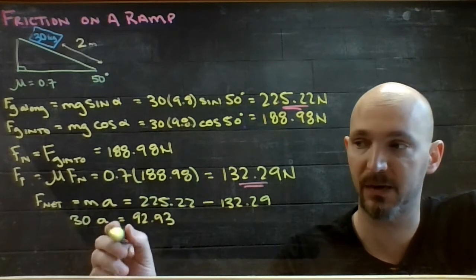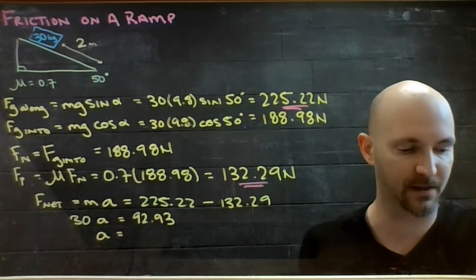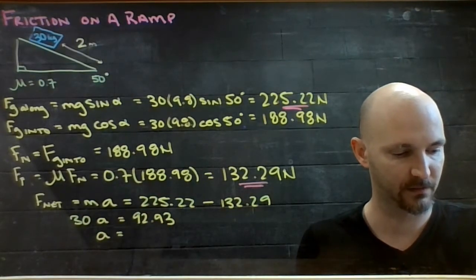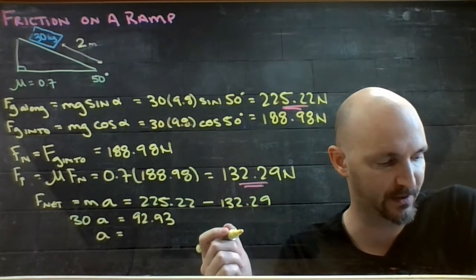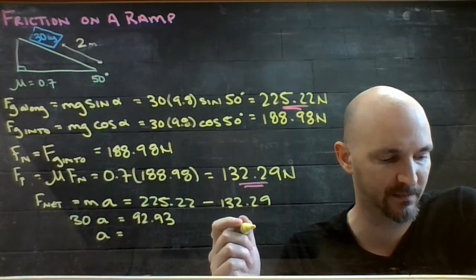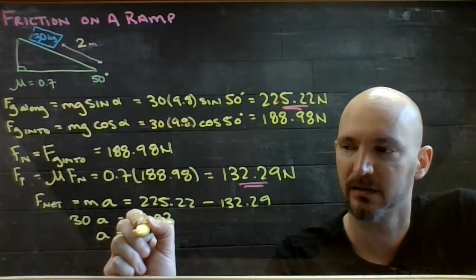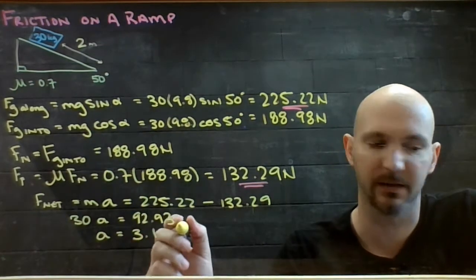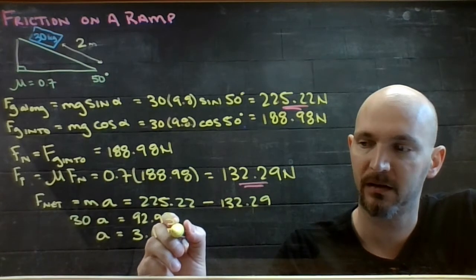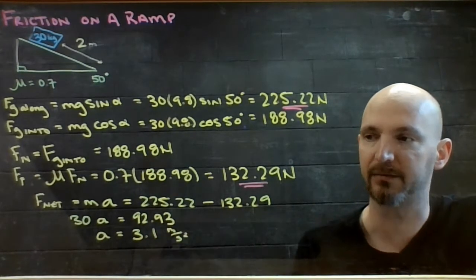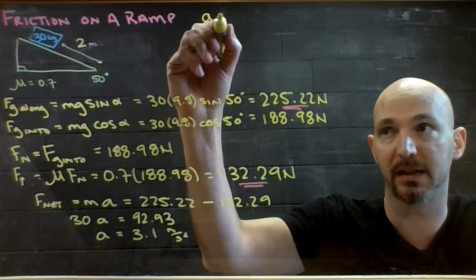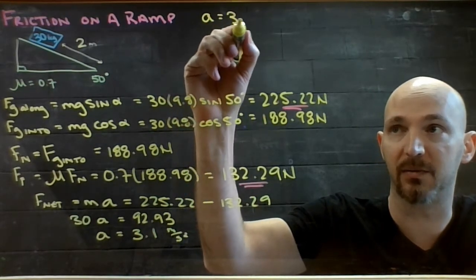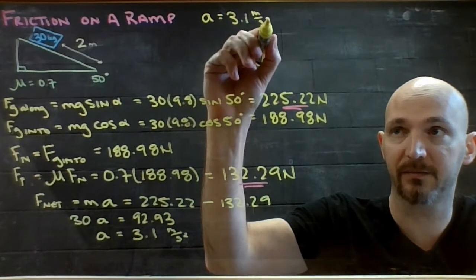So dividing both sides by 30, I can get my acceleration at looks like 3.098. Let's call it 3.1 meters per second squared. Okay, so I'm going to pop that back up here. Acceleration is 3.1 meters per second squared.